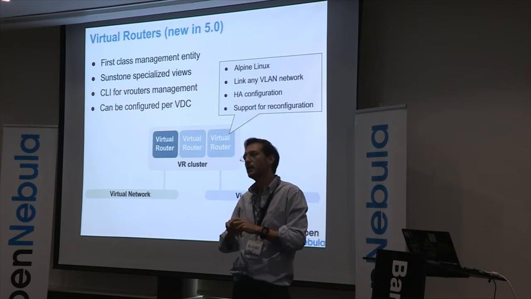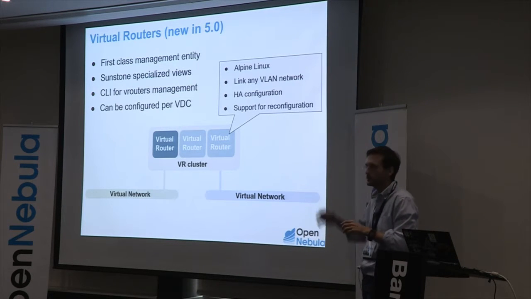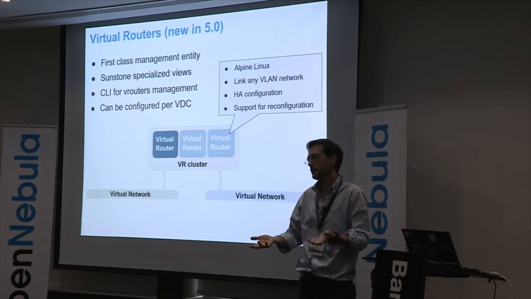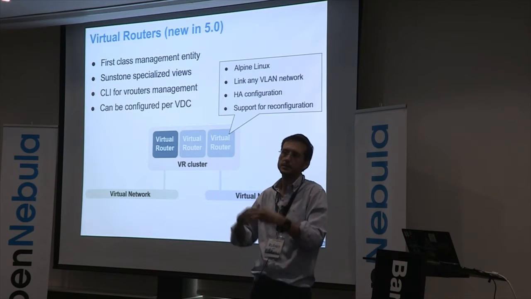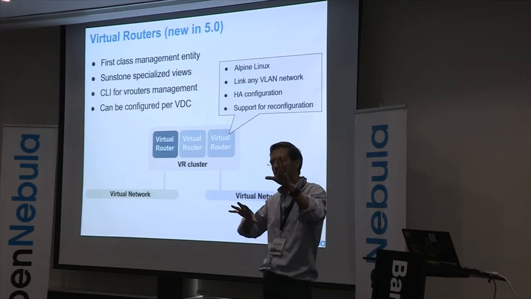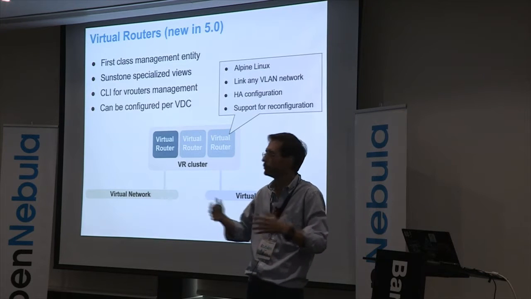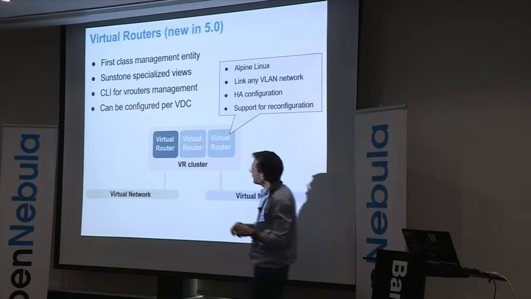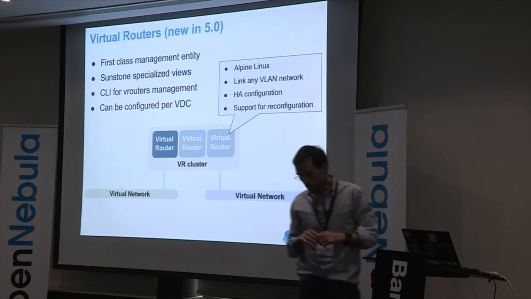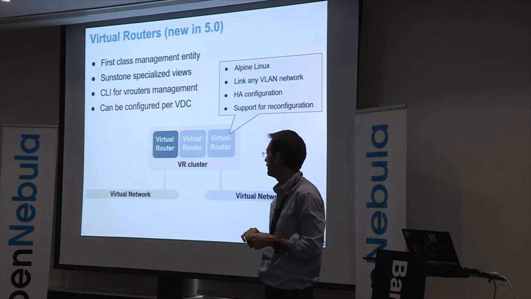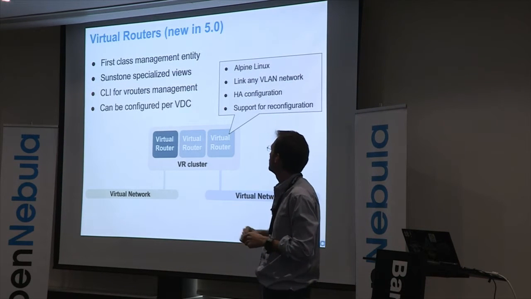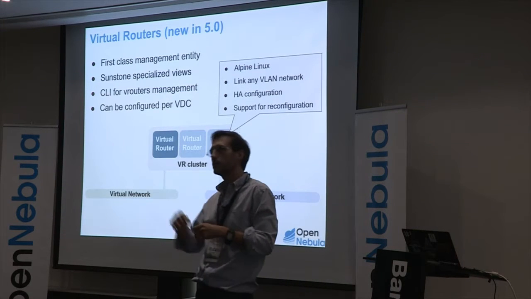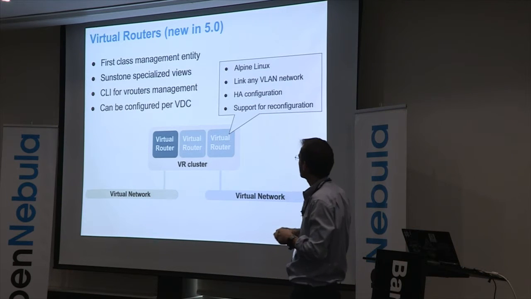So for example, you can give your VDCs the ability to put or remove virtual routers from the virtual data center. So the virtual data center admin can route traffic between networks if they want to. As I said, this is implemented with a virtual machine, and in the 5.0 release, this virtual machine is based on Alpine Linux. You can download that image from the marketplace.